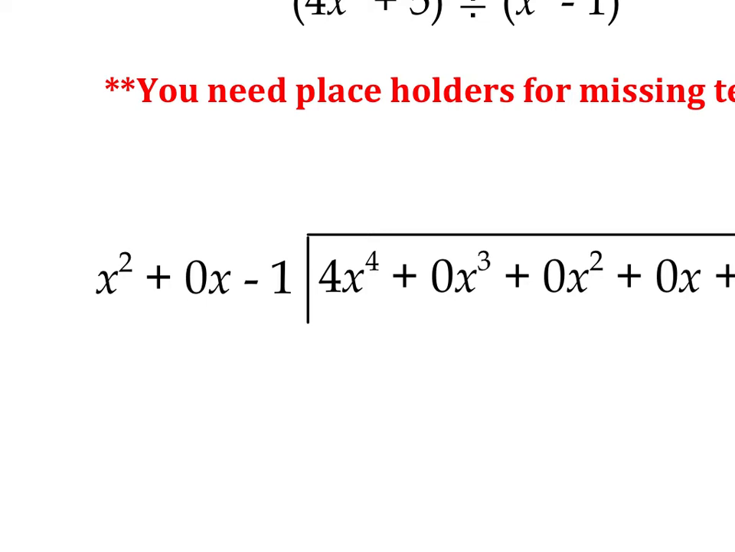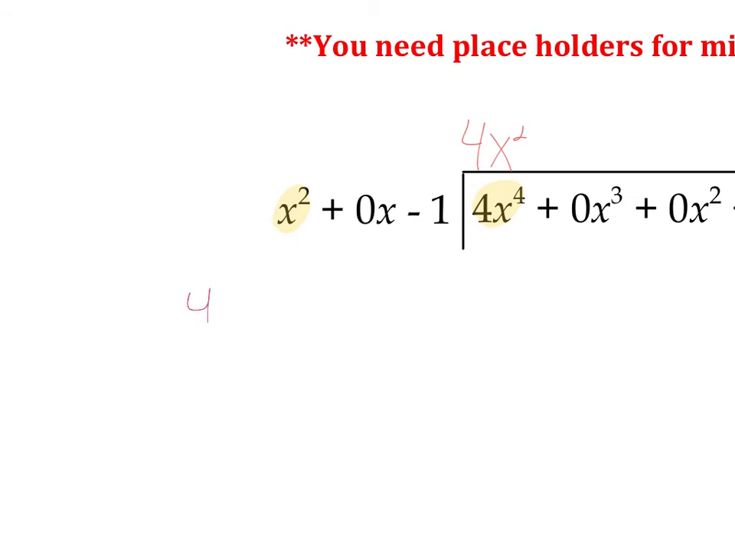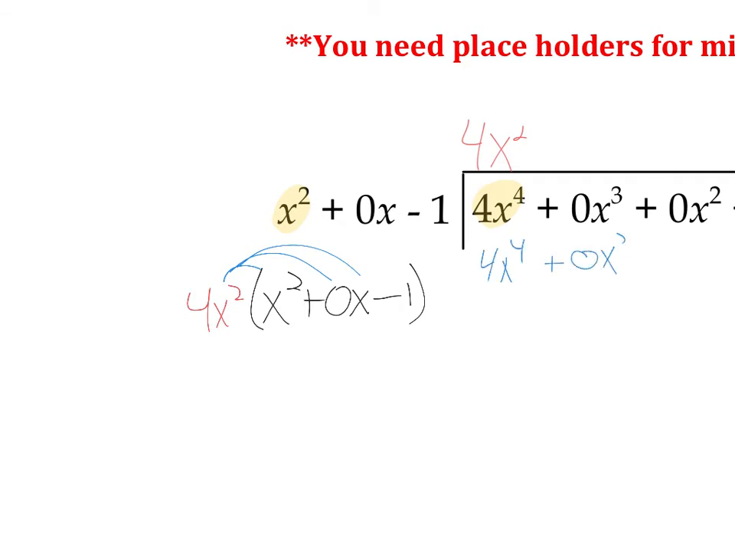We shall. How do I turn the first term into the first term? How do I turn x squared into a 4x to the fourth? What do I multiply it by to do that? Or flip-flop the thinking. What is 4x to the fourth divided by x squared? Same logic. Well, that would be 4x squared. So then I'll take that 4x squared, and off to the side, I'm going to multiply that into my divisor, which was x squared, 0x minus 1. After I do that distribution, I'll get 4x to the fourth plus 0x to the third minus 4x squared.